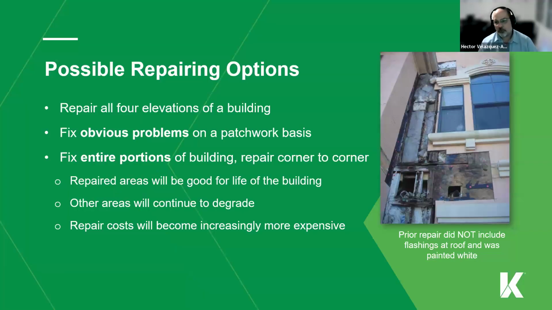Possible repair options that you are gonna have. You got repair of all 4 elevations of a building. You're gonna fix the obvious problems on a patchwork basis, or you're gonna fix the entire portion of the building, repair corner to corner. Repaired areas will be good for the life of the building. All this area will continue to degrade, and repair costs will become increasingly more expensive.